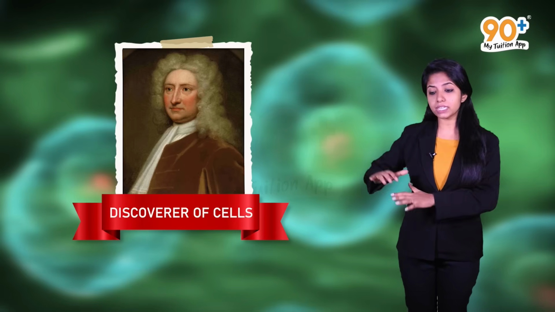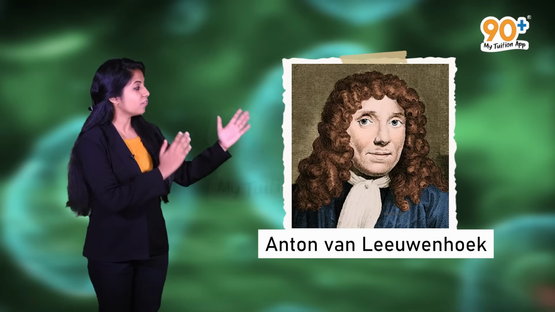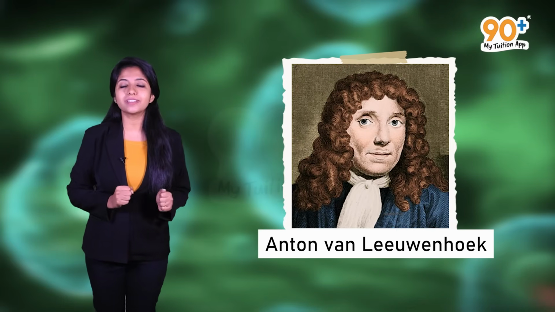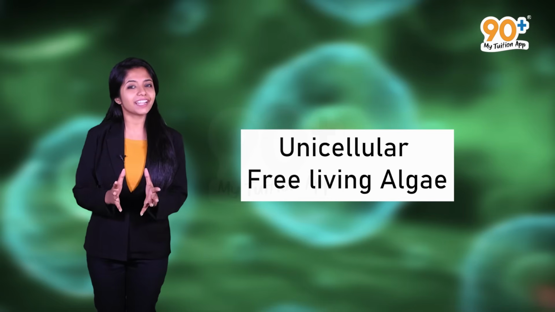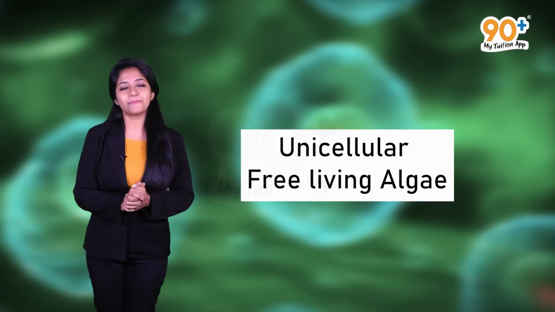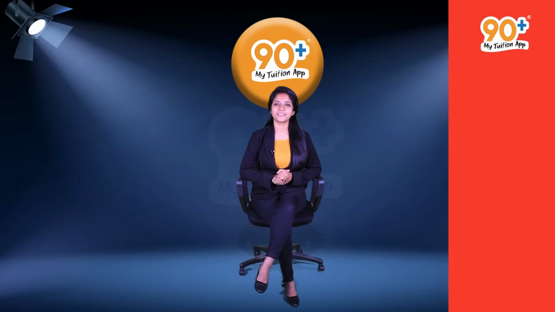Well, as time went on, other scientists also came into the limelight with the invention of magnifying lenses and newer technologies that led to the discovery of the microscopic world. And our next hero, Anton van Leeuwenhoek, was one among them. In 1674, he found a unicellular, free-living algae found usually within ponds and lakes.